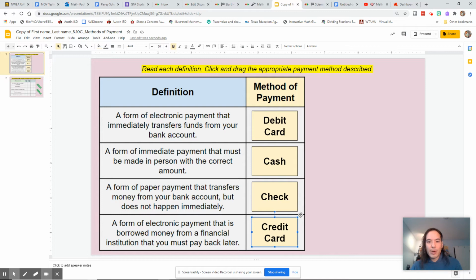Electronic payments, debit cards, and credit cards are electronic. You can use them on the internet. Cash is not usable on the internet. Check, sometimes, but less frequent. But the main things you've got to know: debit and credit cards can be used on the internet, electronic payments, and once again, debit is your money, credit is somebody else's money.